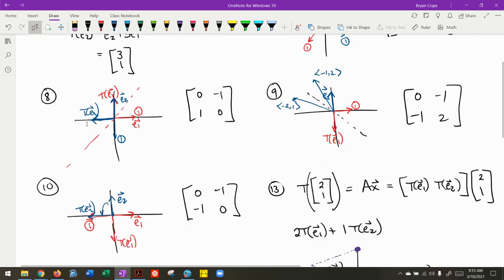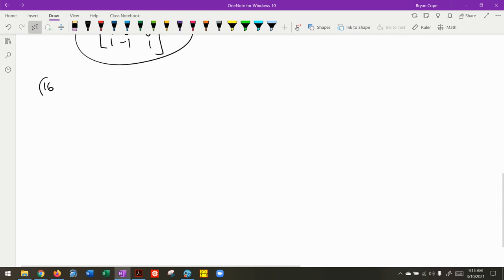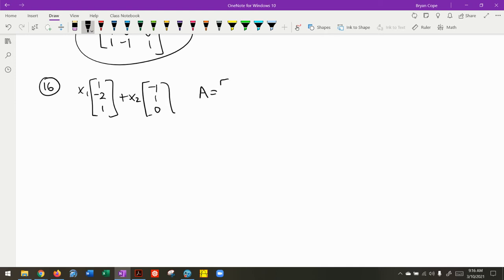Okay, next we're going to 16 through 22. Okay, 16 is very similar to the one that we just did. So we'll write this as a linear combination. I'll do it straight away without all the writing. So (1, -2, 1), and the other component would be (-1, 1, 0). So this means matrix A, which performs that transformation, has columns (1, -2, 1) and (-1, 1, 0). So A is a 3 by 2.